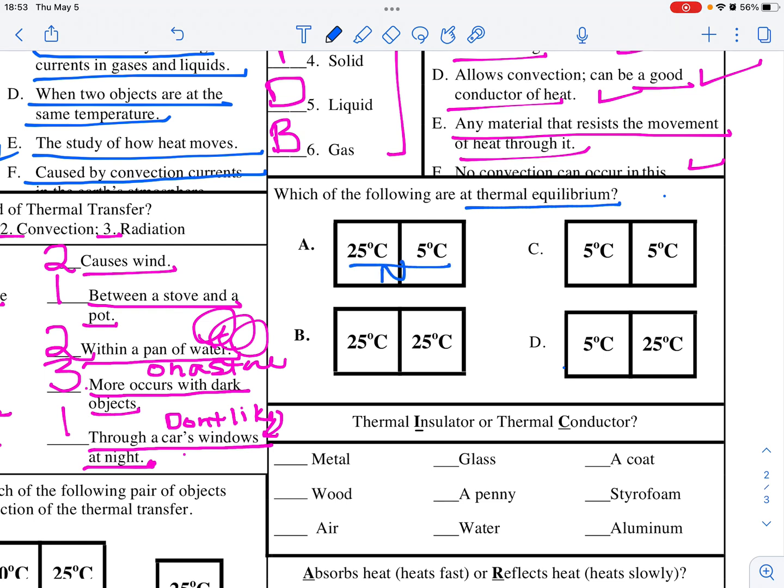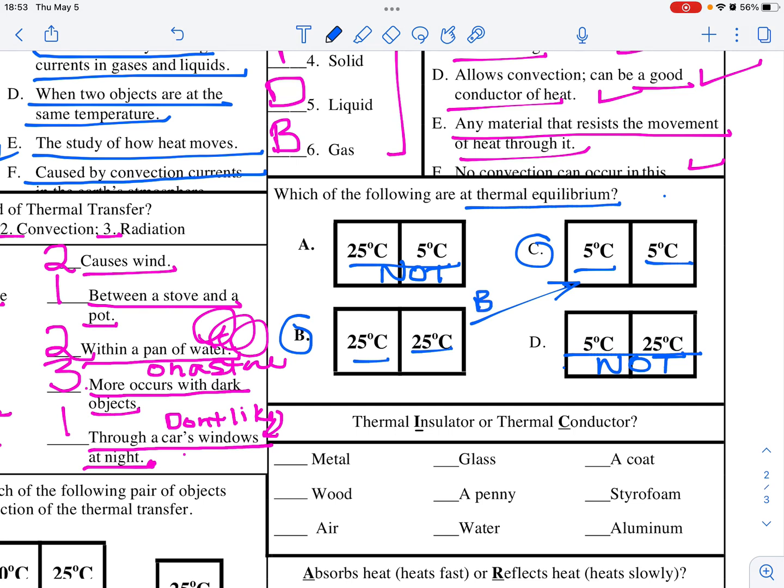These 2 are not the same. These are not at thermal equilibrium. Here's 2 objects also not at the same temperature. These are not at thermal equilibrium. Objects B and C have 25 and 25.